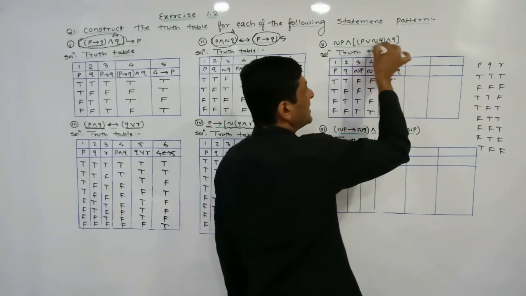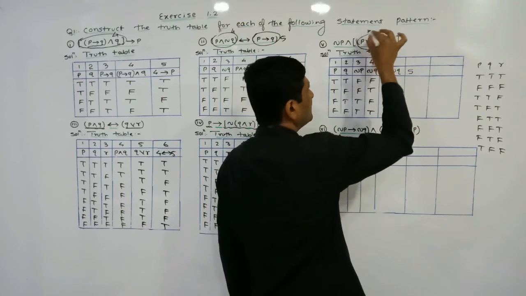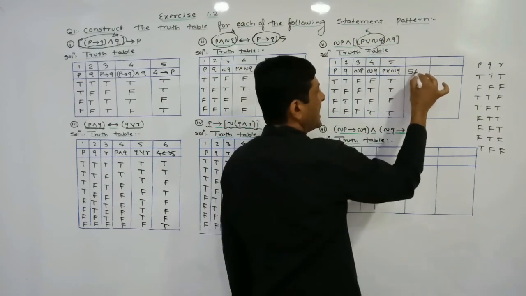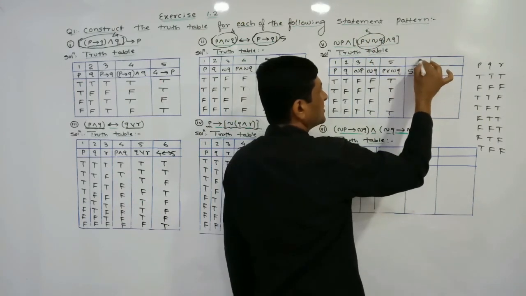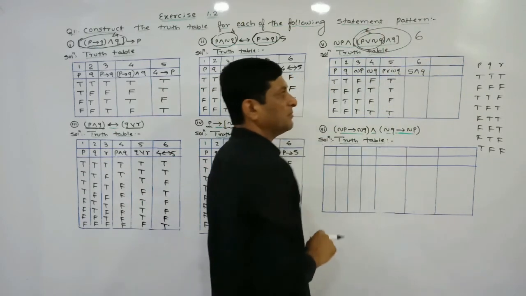Now the first part lies in which column? 5. This part lies in which column? 5 and Q. Let us denote this column by 6, meaning this whole statement lies in column number 6.